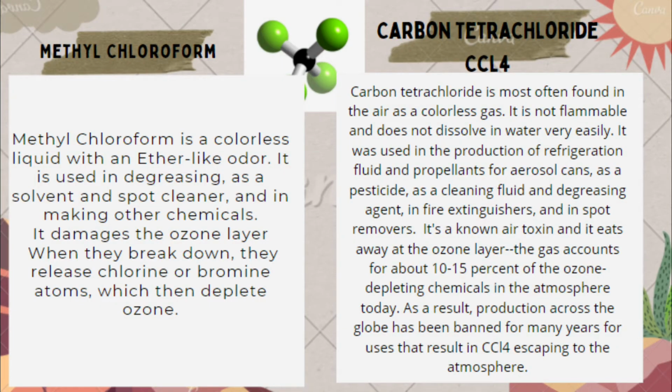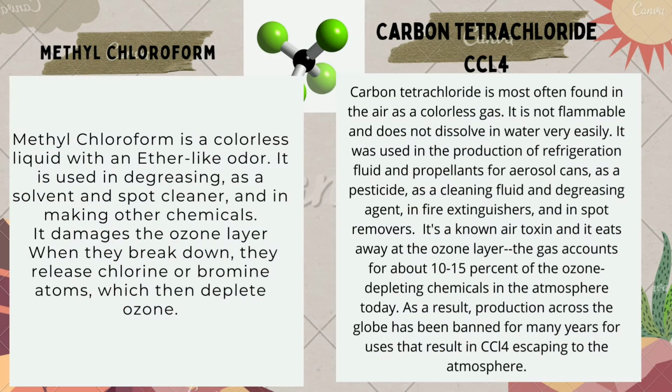Carbon tetrachloride is most often found in the air as a colorless gas. It is not flammable but does not dissolve in water very easily. It was used in the production of refrigeration fluid and propellants for aerosol cans, as a pesticide, as a cleaning fluid and degreasing agent, in fire extinguishers, and in spot removers. It is a known air toxin and it eats away at the ozone layer.